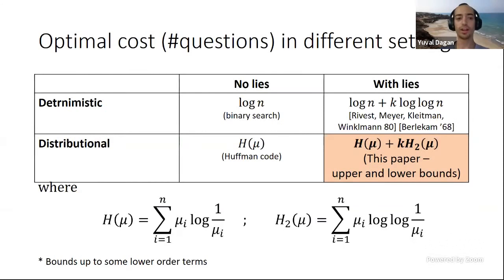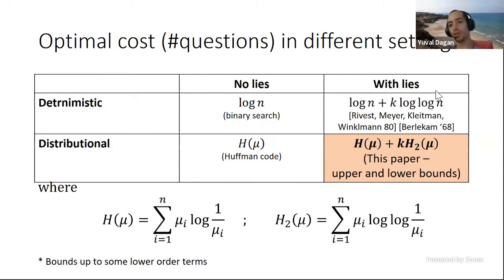In order to show the guarantees obtained in this paper, let's recap the prior settings. In the deterministic setting with no lies, we have log n questions. With lies, we have an additional k times log n questions. Now in the distributional setting, the log n is replaced by the entropy of the distribution. And in this paper, we show that in the distributional setting with lies, we can further replace the log n by a term that we call the H2 of the distribution, which is just the sum over the probabilities of the probability times log 1 over the probability.